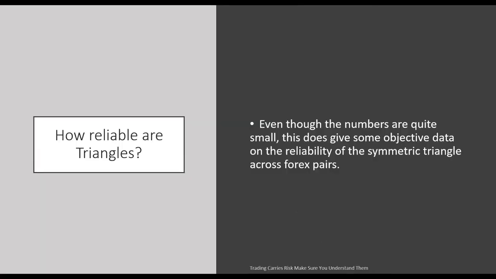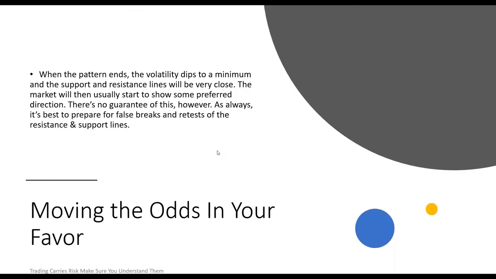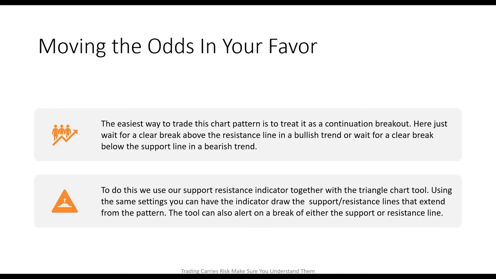Even though the numbers are quite small, this does give some objective data on the reliability of symmetrical triangles across Forex pairs. But by moving the odds in our favor, we found when you use an increase in volume and a third candle, you move up to an overall 78% correct ratio. So when the pattern ends and the volatility dips to a minimum and the support and resistance lines are very close, the market will then usually start to show some preferred direction. But there's no guarantee. So if you throw out the directional bias and then use the rules, you'll find that you've moved the odds in your favor.